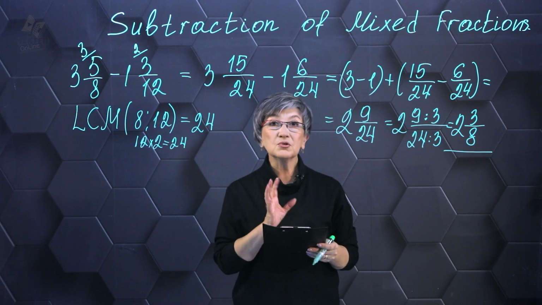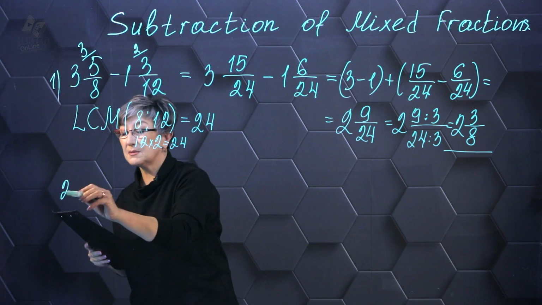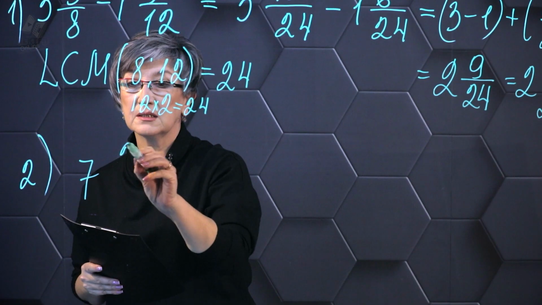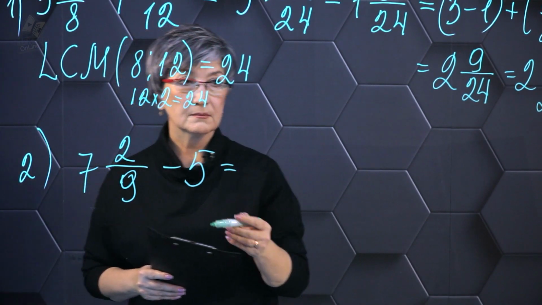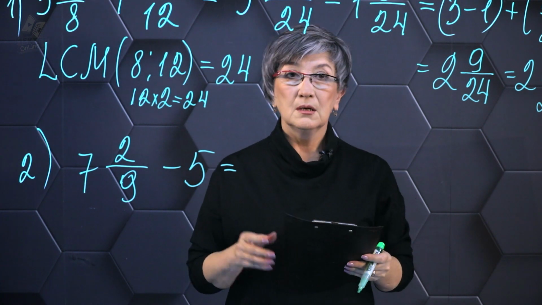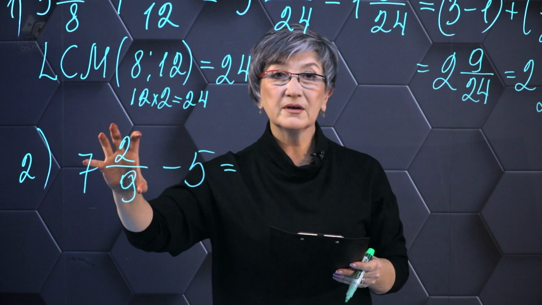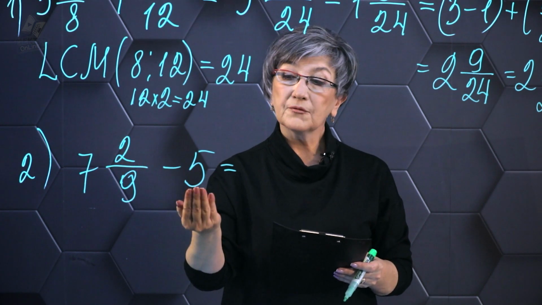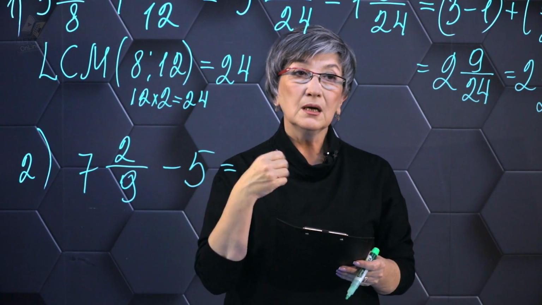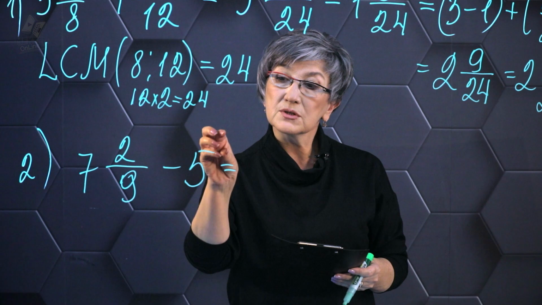Now let's look at a slightly different example. So that was the first example, and now the second example: 7 2/9 minus 5. What do we do here? What's the difference between these two examples? The thing is that the first number is a mixed fractional number, and the second number is just a natural number, so I don't have a fractional part here.